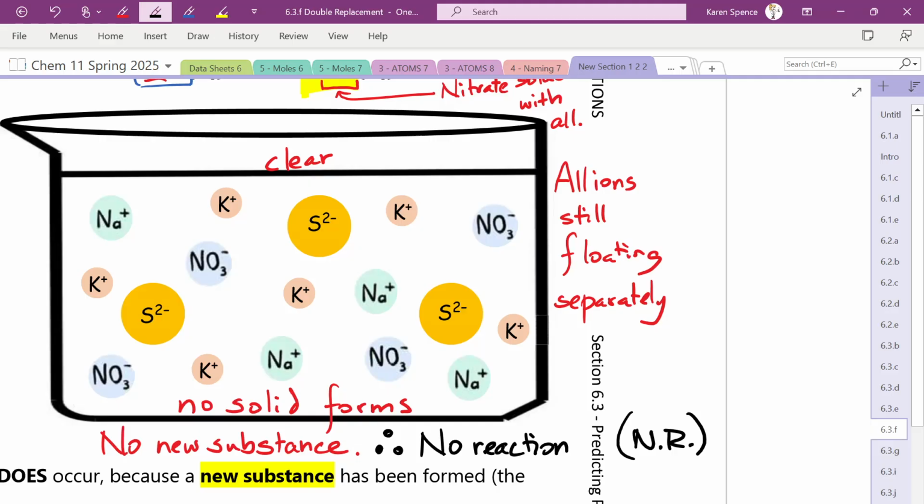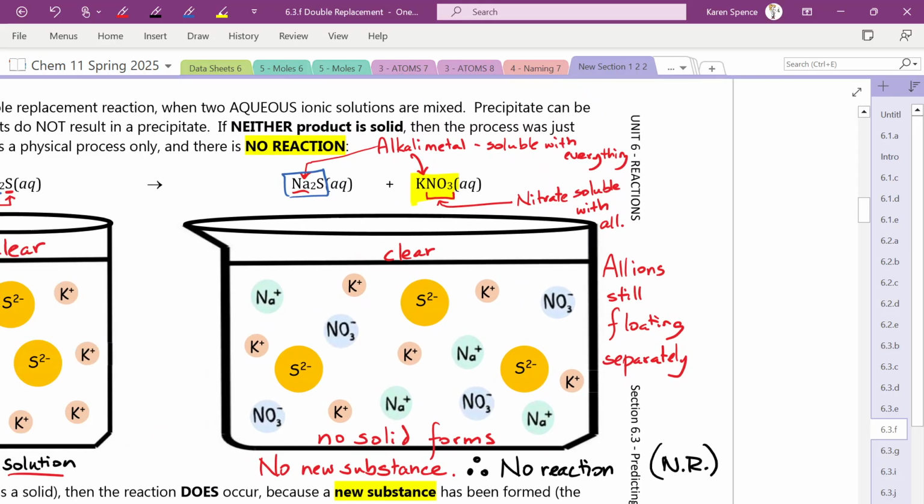So if you have a case like this where both of your products are aqueous, and you will have to look them up on your blue sheet. So what you're going to do is you're going to predict the products and then look it up on the blue sheet. And then you're going to say, oh, they're both aqueous. Dang, that means there's no reaction. So what you will actually do is you will cross this out and write no reaction, because really, we didn't actually form anything new. It just stayed mixed. Okay?